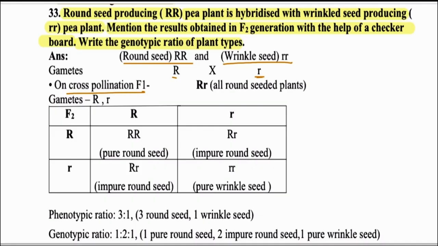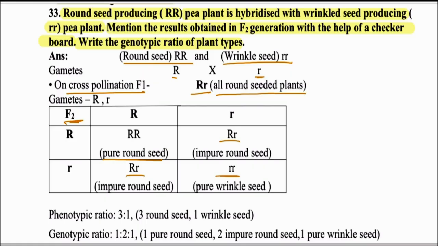On cross pollination, F1 is capital R small r, meaning it is impure round seed. All round seed plants are there, but they are impure round seed, and upon F2 it gives one pure round seed, two impure round seed, and one pure wrinkled seed.